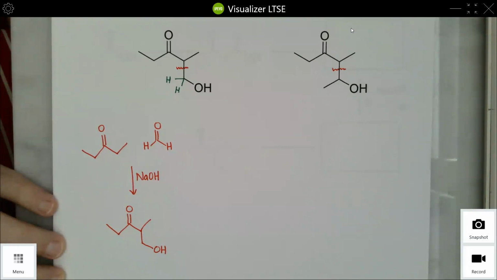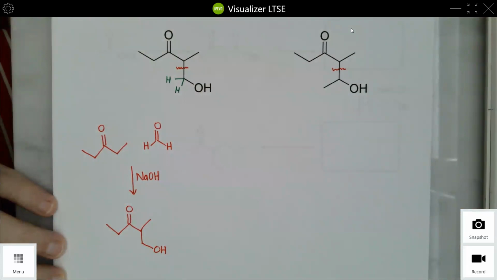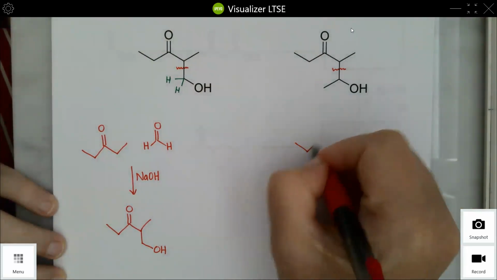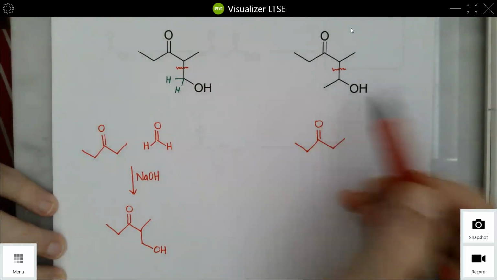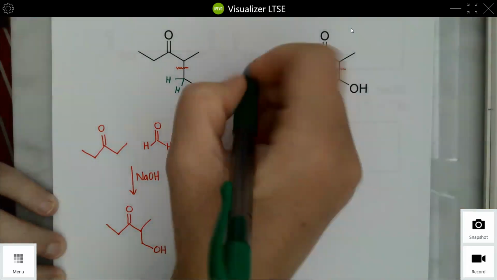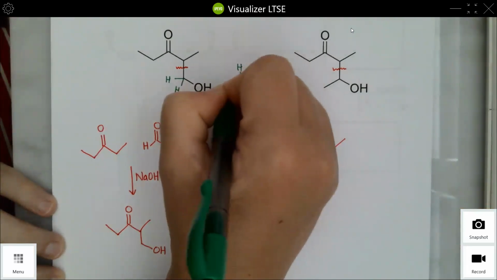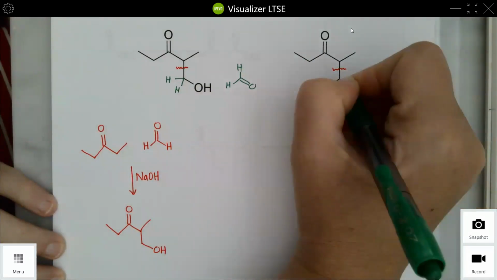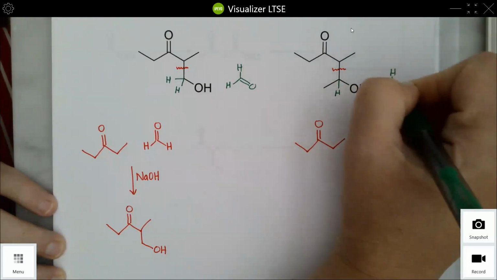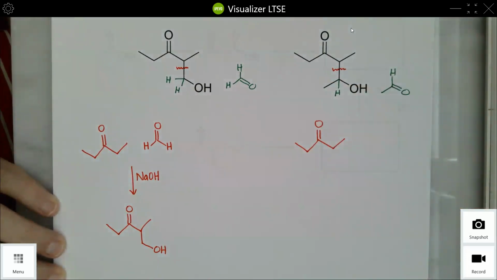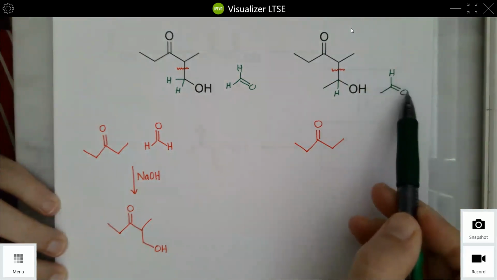Okay, moving over here, we have the same ketone being used. So we'll draw that in. The problem is that the coupling partner now is not going to be formaldehyde. There's only one hydrogen here, so it will be acetaldehyde. And the problem with it is it has this alpha carbon, which can form an enolate.